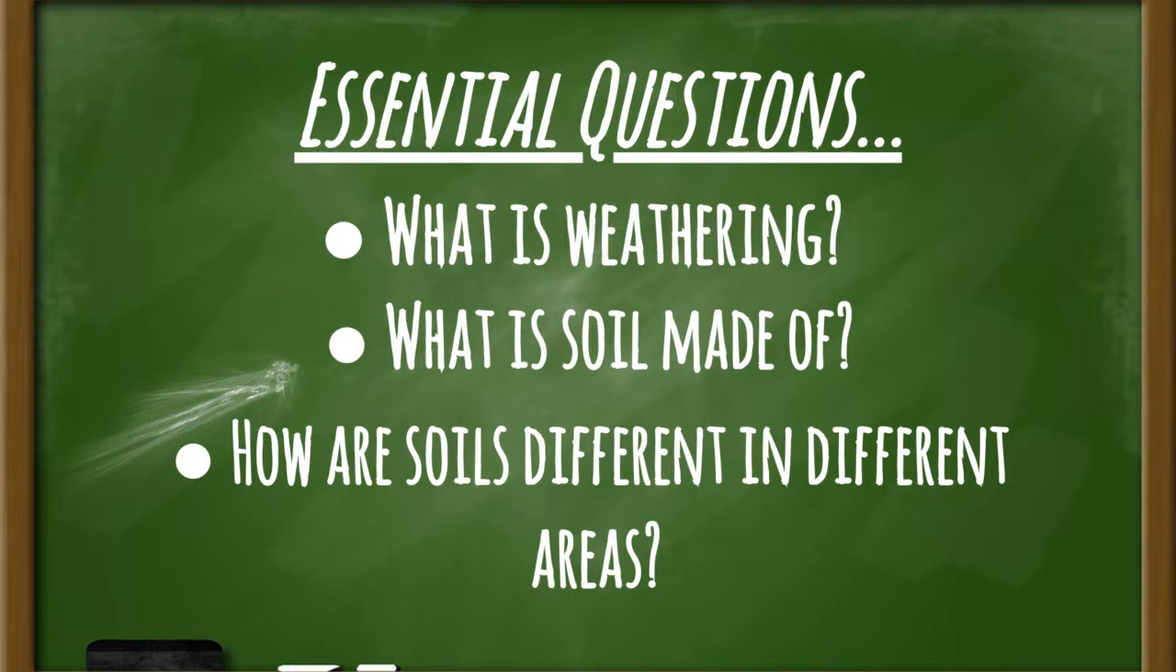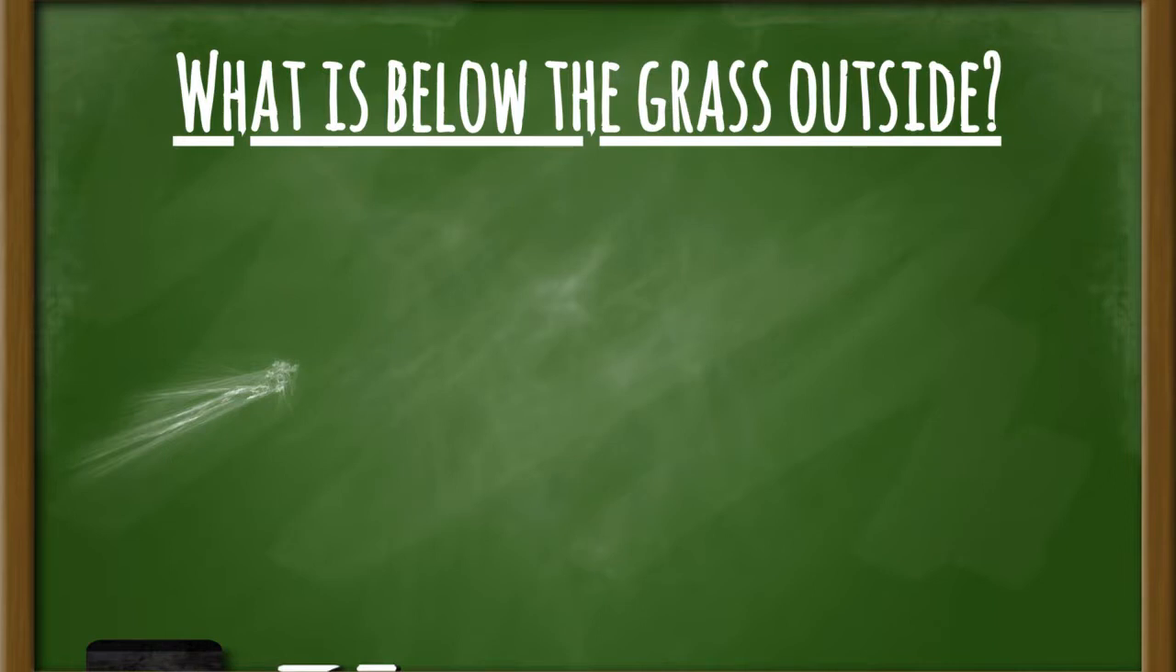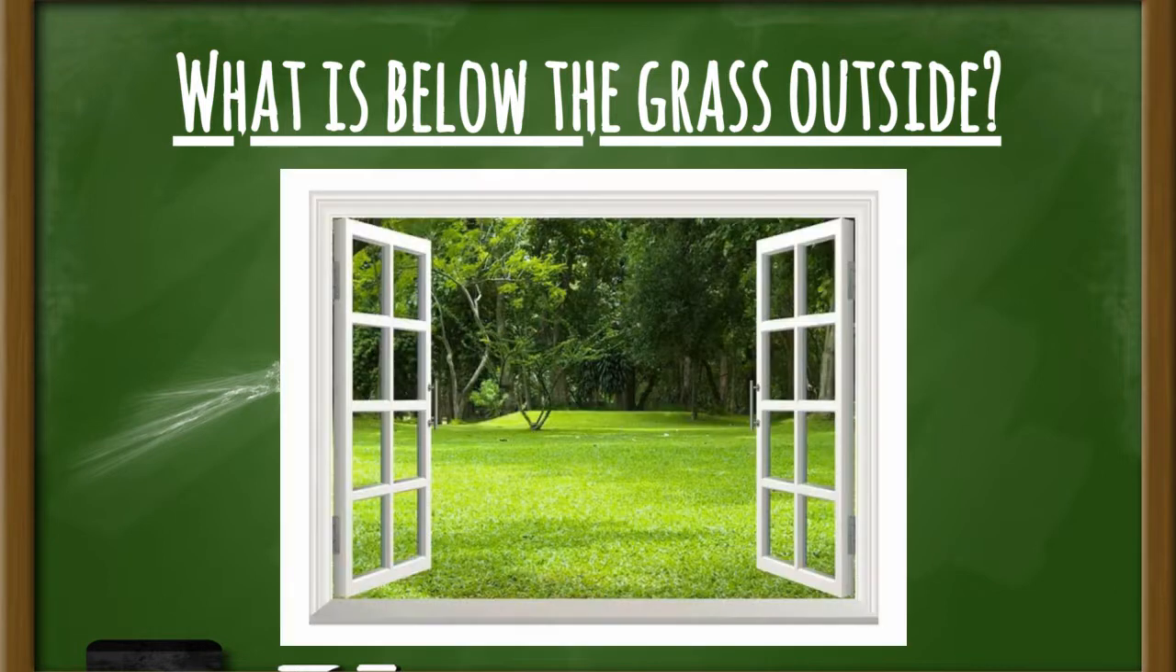Nice job, scientists. Let's get into our lesson for today. All right, scientists, I'm going to start this lesson out with a question. I want you all to take a peek outside. If you don't have a window, take a peek outside this window on the screen here. What is below the grass outside? Think about it for 30 seconds, and then raise your hands and share your guesses, writing them up on the whiteboard. Then come back and I'll reveal the answer to you.